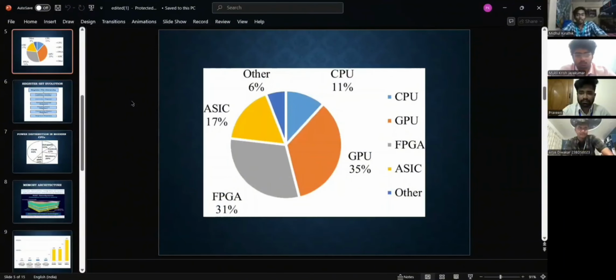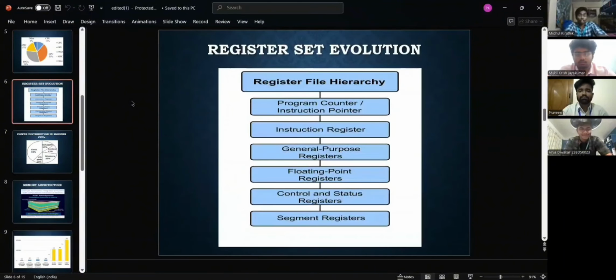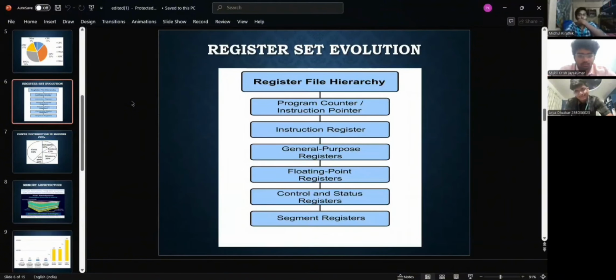Thanks, Mukil. I am Midul, and let's dive into how register architecture works. Modern register files represent one of the most sophisticated trade-offs in processor design. Let's examine the key developments.